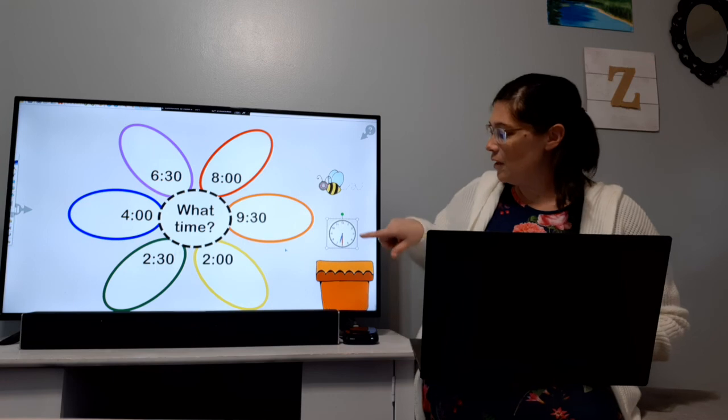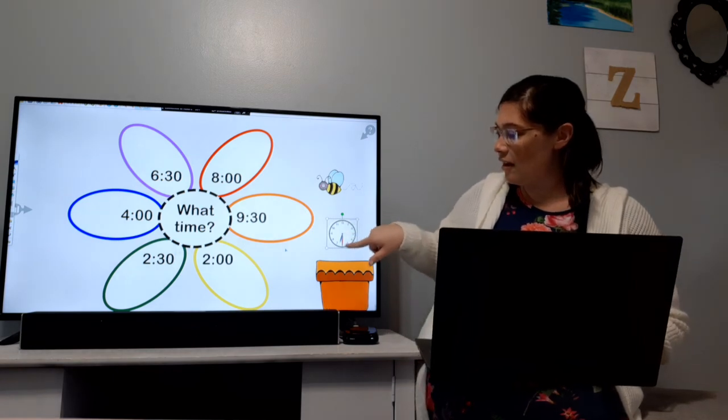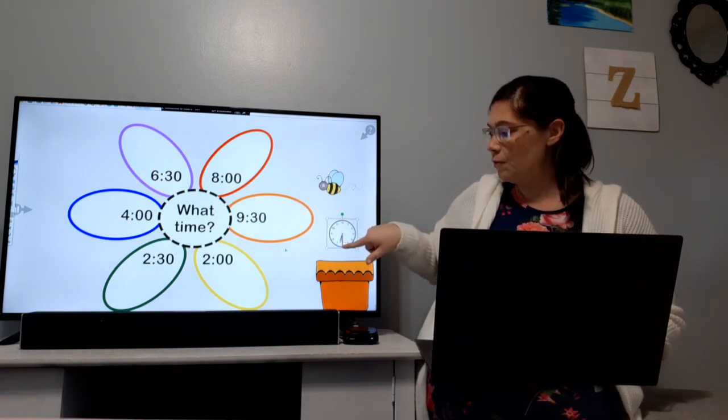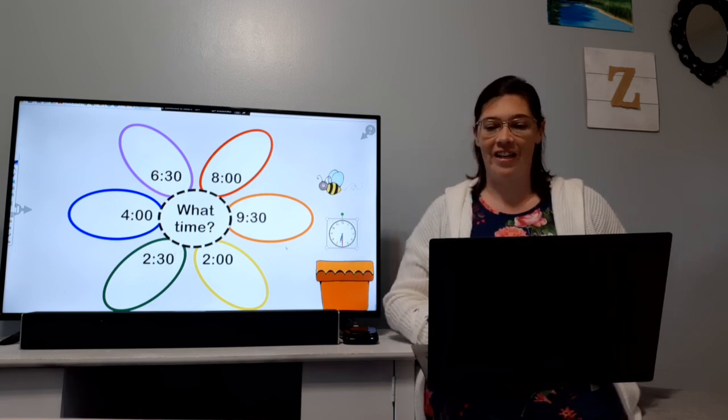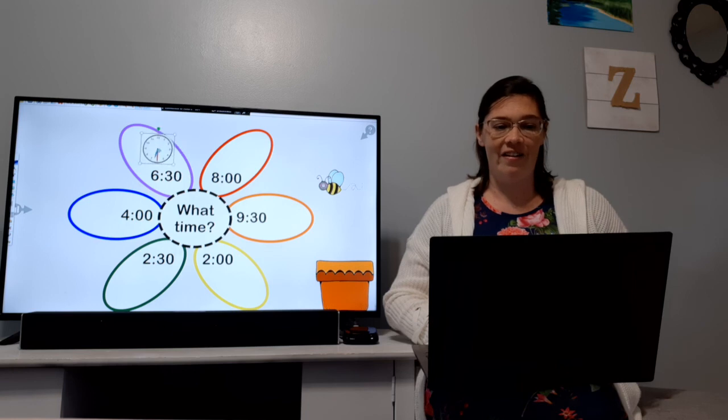Okay, on this one you can see the long hand has cut the clock in half, and the short hand is between the 6 and the 7. So what time would that be? 6:30. All right, very good.